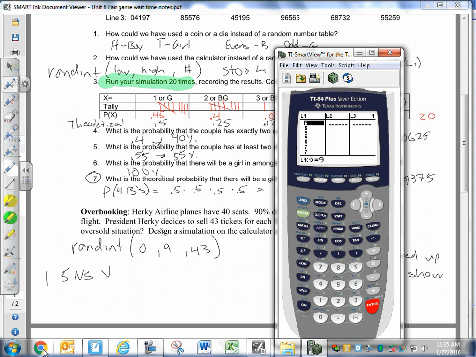Good. Good. Good. So only 2 out of 1, 2, 3, 4, 5, 6, 7, 8, 9, 10, 11, 12, 13, 14, 15, 16, 17, 18, 19, 20, 21, 22, 23. 2 out of the 23 flights are not taking off.